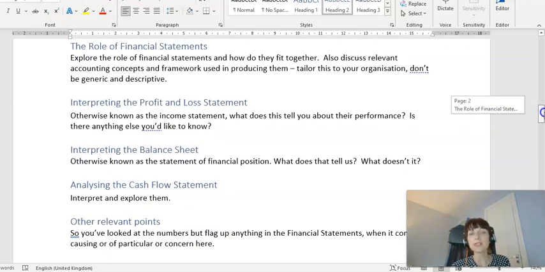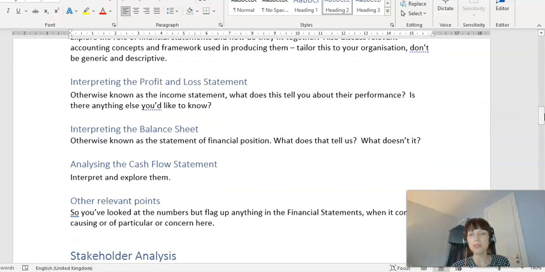I also think on this one, have a little bit about other relevant points from their financial statements. And what I mean by that is, very little of their financial statements tends to be numbers. A lot of it is very wordy.